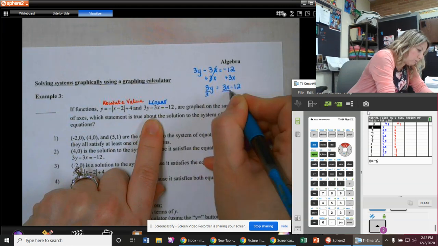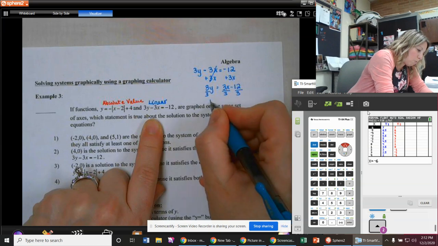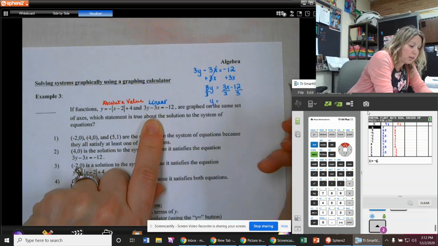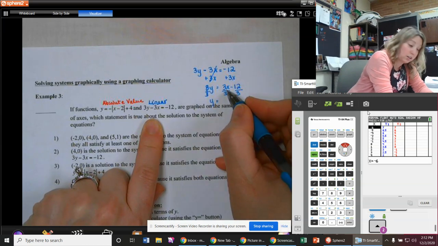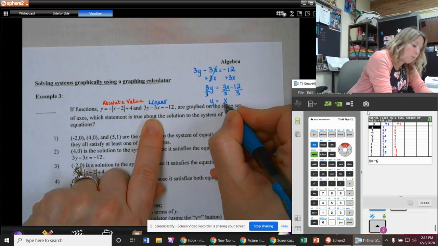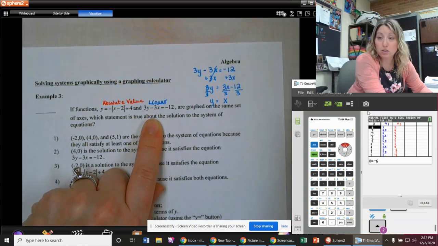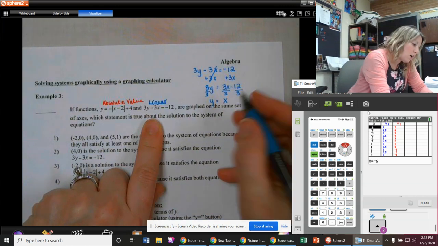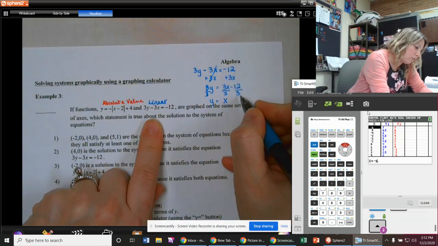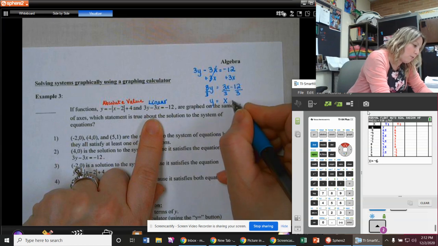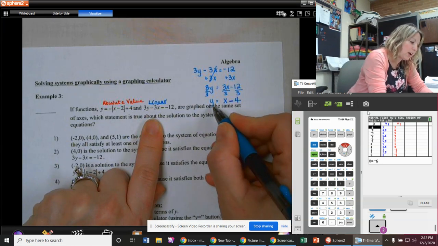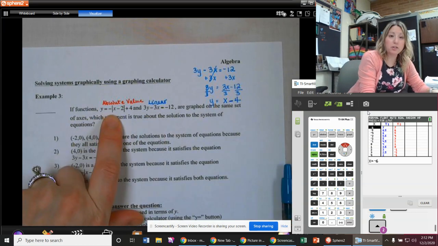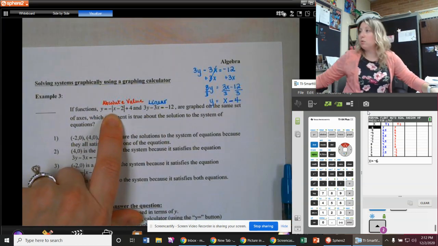Divide everything by 3. And we get y equals, well, 3 over 3 cancels out to 1. So same here. It's going to cancel out to a 1. I don't write the 1 in front of my x, but you're welcome to because it means the same thing as having an x. 1x equals x. And then here you've got negative 12 divided by 3, right? So that would be a negative 4. Okay, so that's what I'm going to type in for my y1. This is what I'm going to type in for my y2. And let's see what they look like.